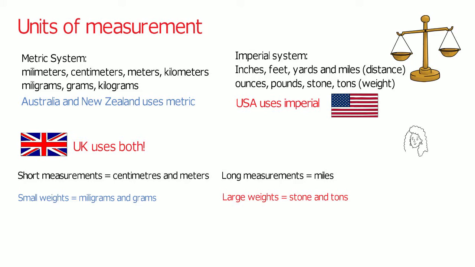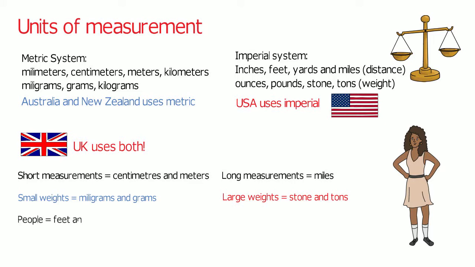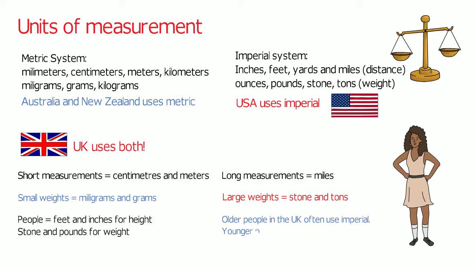The exception to this is measuring people. To measure a person, we use feet and inches for height, and pounds and stone for weight. However, this is only a generalization. What measurement system a British person uses also depends on their age. Older generations usually prefer the imperial system, and younger ones the metric. It's confusing, I know, and on behalf of my country, I do apologize.